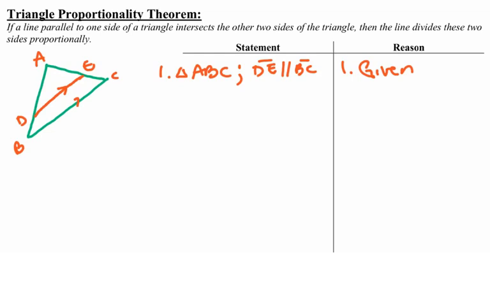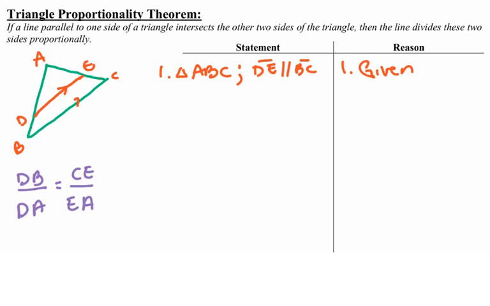Okay, now what we're going to do is think about trying to use the parallel lines. So what are we trying to prove exactly? That's what we need to be clear on. If you think about what the proportionality theorem says, it says the line divides these two sides proportionally. So what I'm trying to show is that DB to DA is going to be the same ratio as CE to EA. And so that's what I'm trying to show.